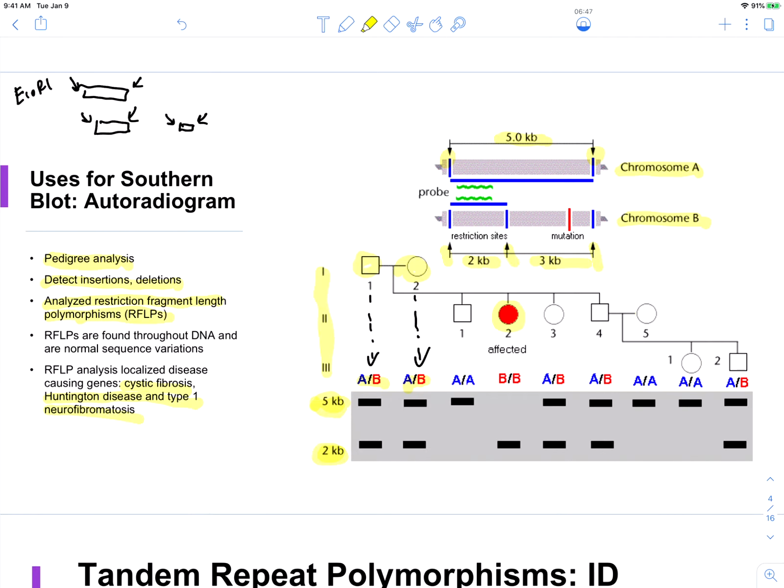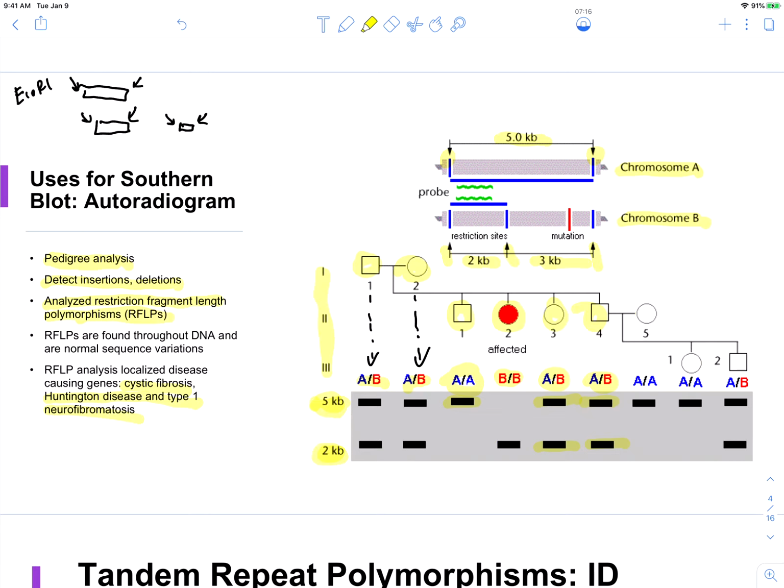And then you can see that the offspring that are not affected are going to have either 1 or 2 bands. So this one would be a homozygote for chromosome A, and these would be heterozygote for A and B, similar to the parents. The affected inherited a chromosome B from both parents, and so this person became affected.